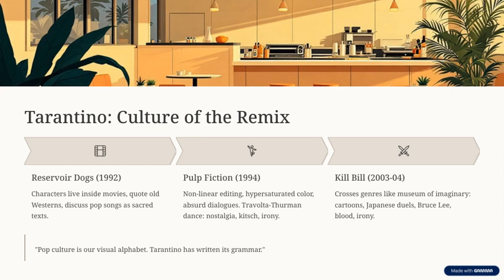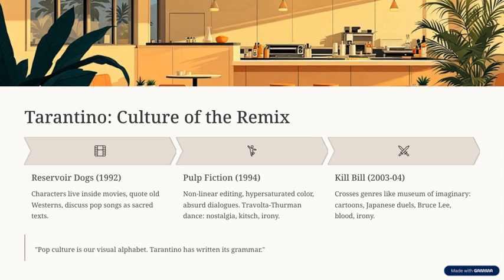Moving to Pulp Fiction in 1994, Tarantino introduces nonlinear editing, creating a story that jumps around in time, which keeps us on our toes. The film is also known for its hypersaturated colors and absurd, sharp dialogue. The famous Travolta and Thurman dance scene, for example, mixes nostalgia, kitsch, and irony, showing how Tarantino layers different cultural references to evoke emotion and humor simultaneously.